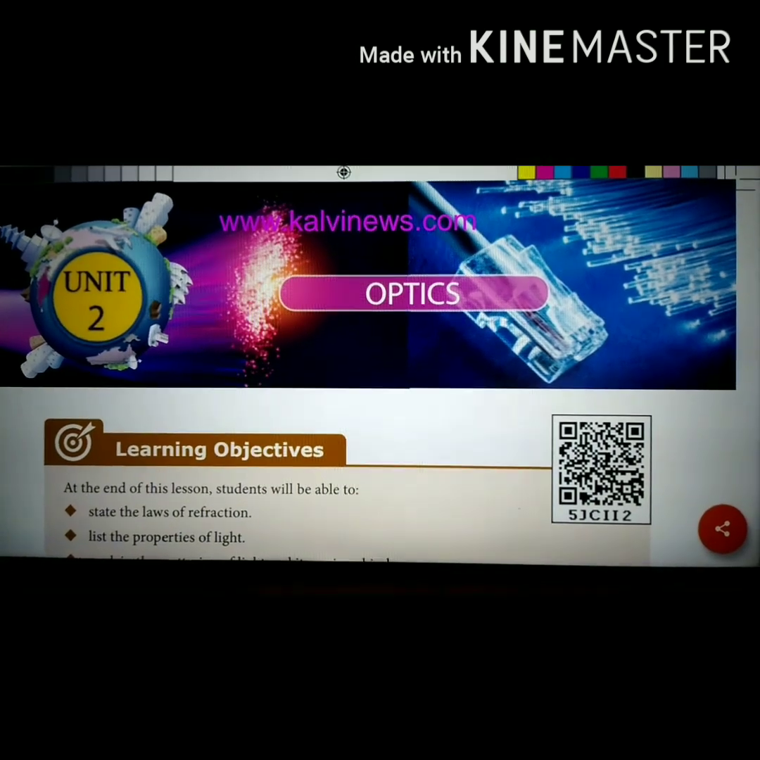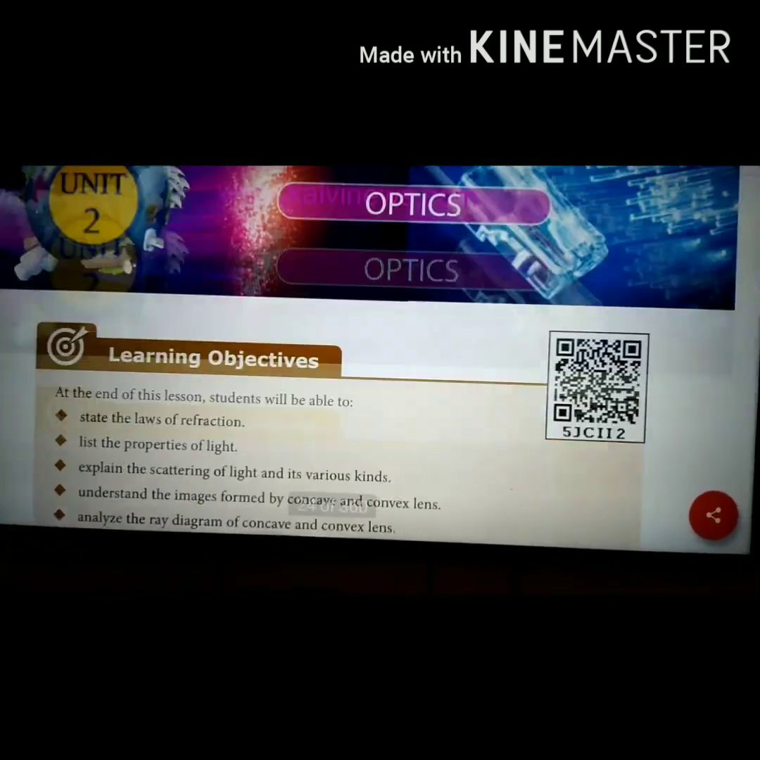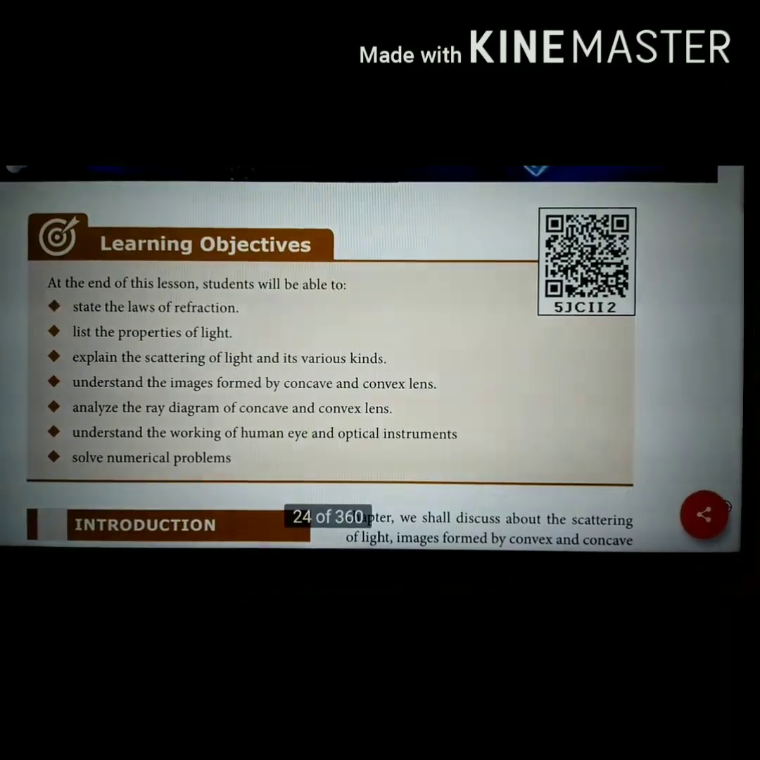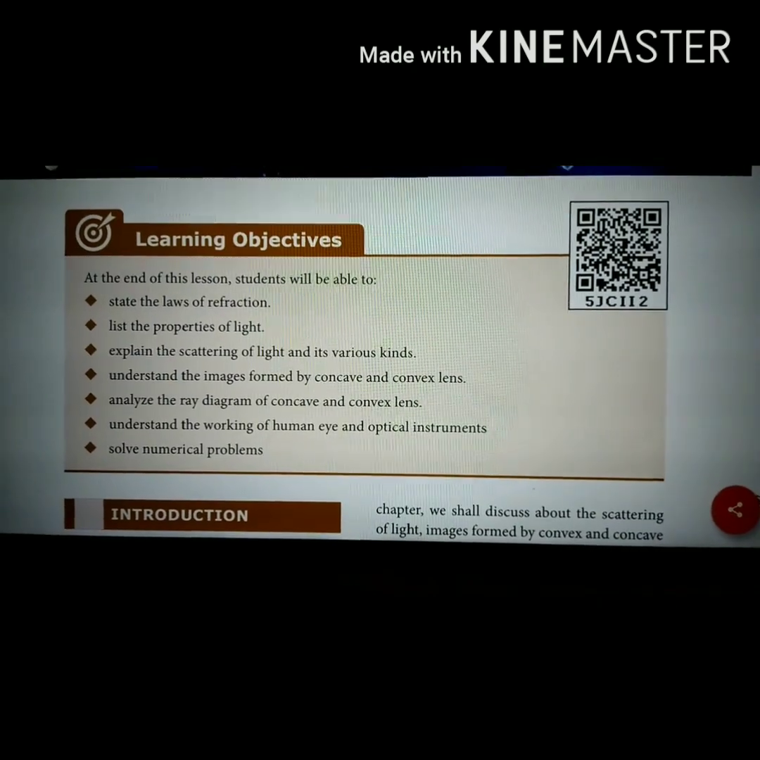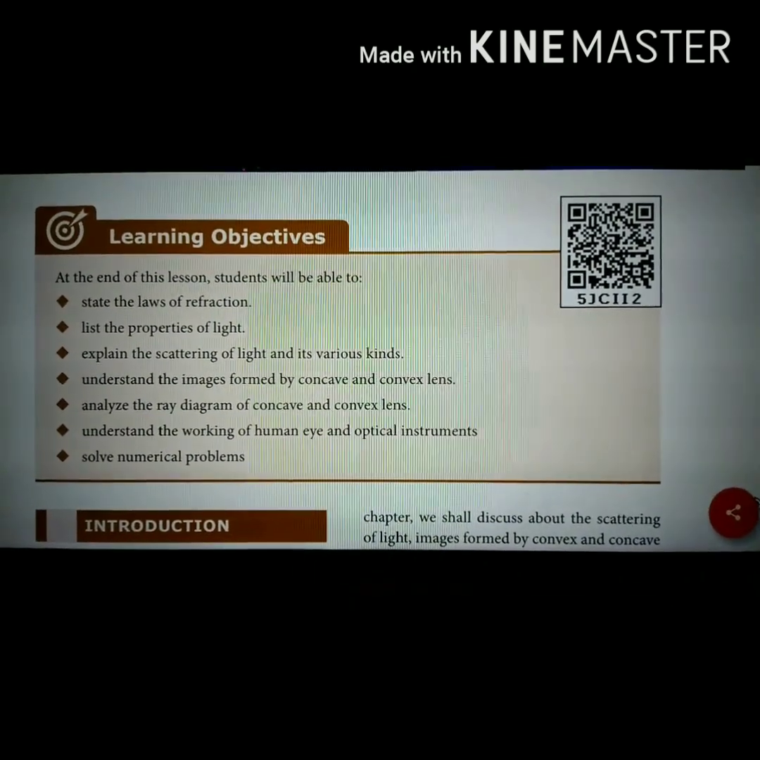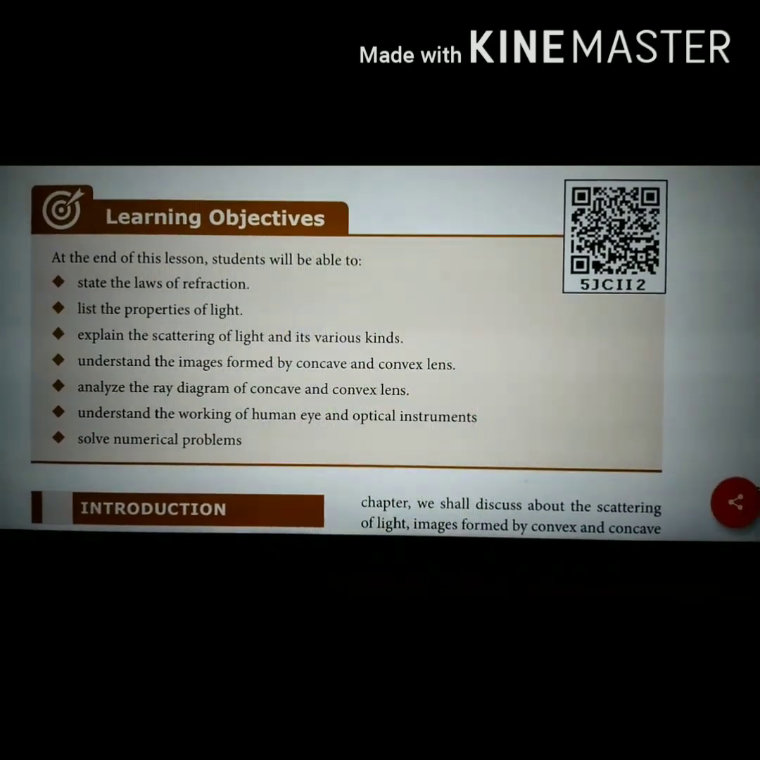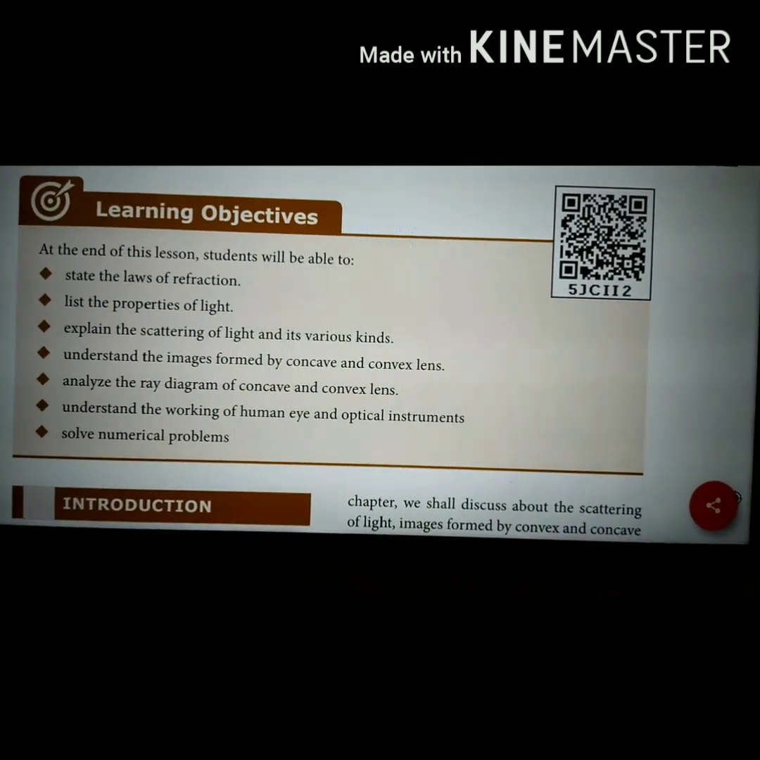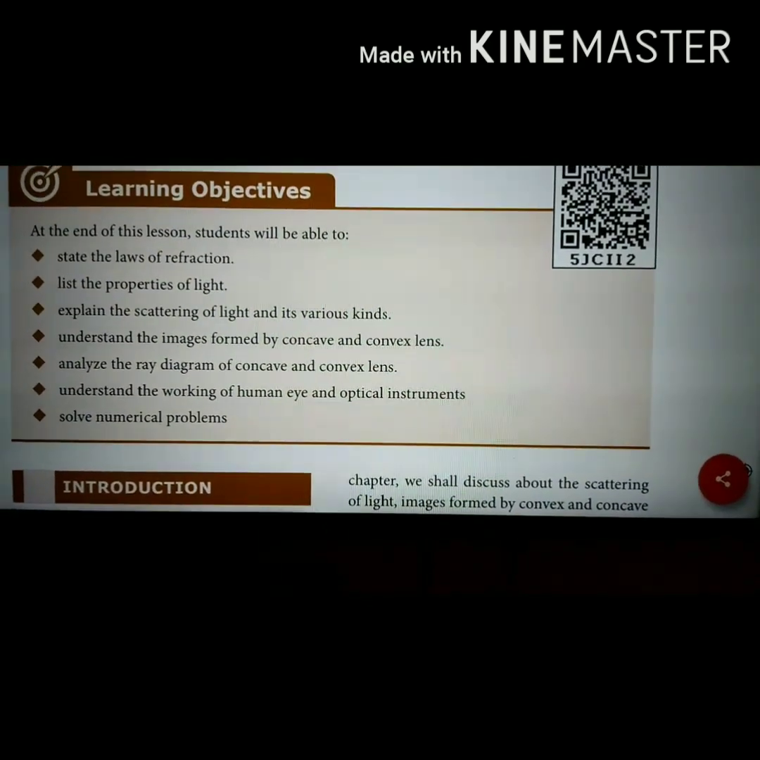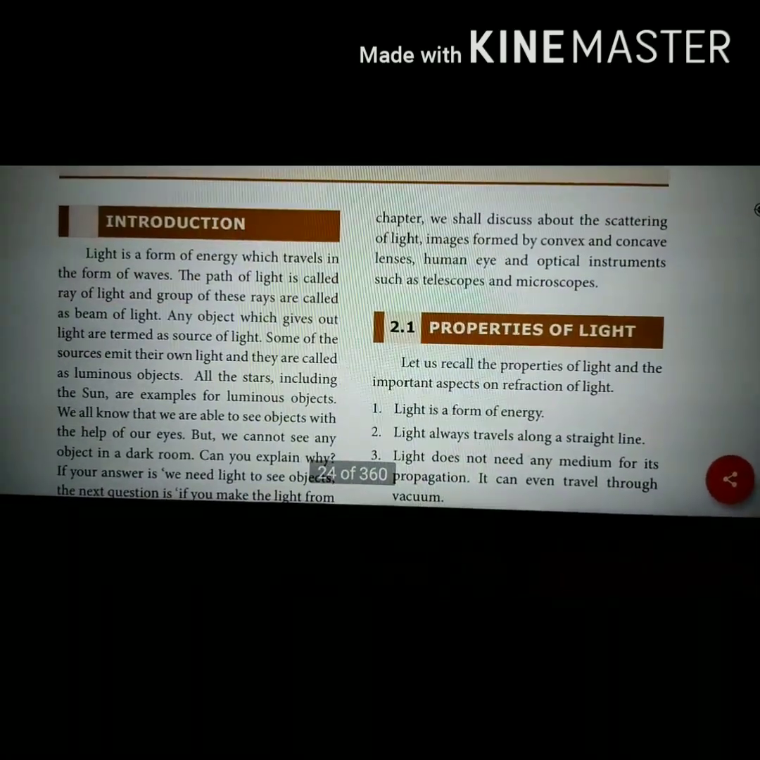Hello everyone. Today we see Lesson 2, Optics. In this lesson we are learning the topics: law of refraction, properties of light, scattering of light and its various kinds, image formed by concave and convex lens, ray diagram of concave and convex lens, working of the human eye and optical instruments, and some numerical problems.